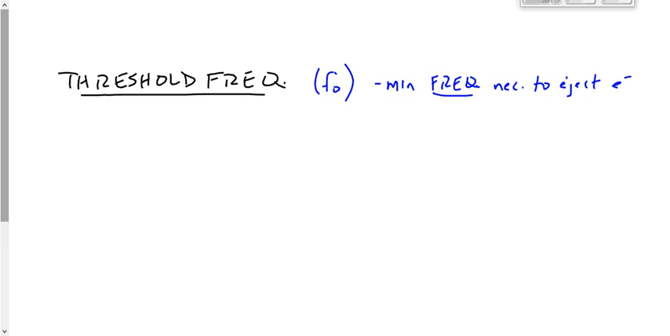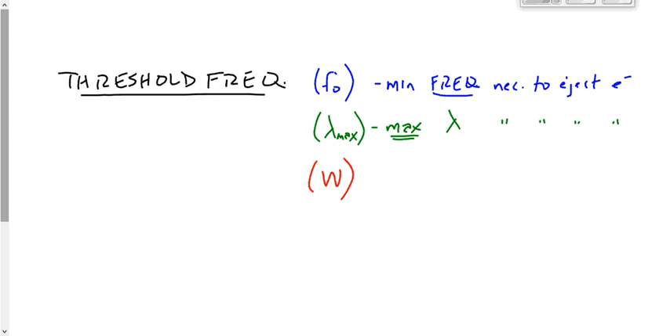That kind of goes along with another term, the threshold wavelength. But it's not F0, it's lambda max. This is not the minimum frequency necessary to eject an electron, rather it's the maximum wavelength necessary to eject an electron. If a photon is below a certain frequency, nothing's going to happen. If it's above a certain wavelength, nothing's going to happen. You need to be above the frequency, and below the wavelength, in order to cause an electron to be ejected.